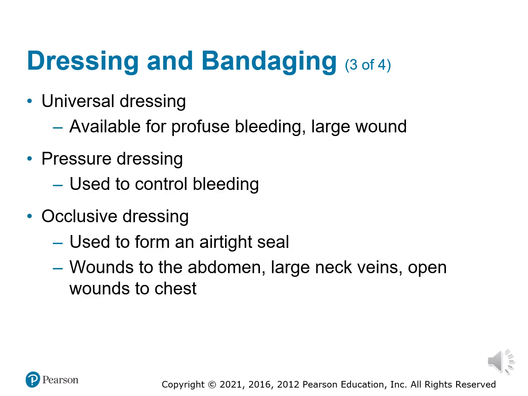You have your universal dressing, which is available for profuse bleeding and large wounds. Then you have your pressure dressing, which is used to control the bleeding. An occlusive dressing is used to form an airtight seal on a wound to the abdomen, large neck veins, or open wounds to the chest.